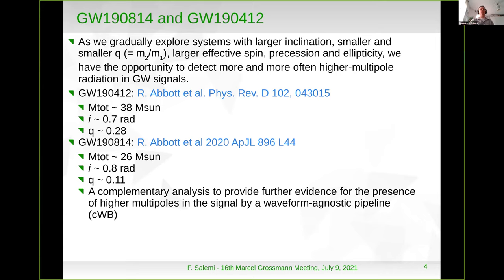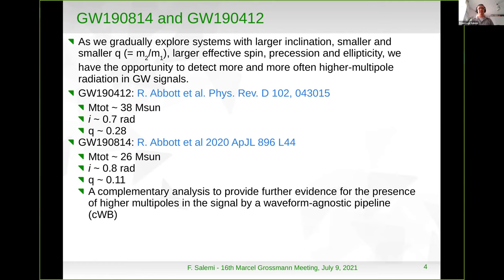And here I listed two such odd ones. The first one was GW190412. That's well known. The mass ratio was somewhat more extreme, and therefore there was clear evidence of some higher order mode connected to that. And then there is the second one, GW190814, which is definitely a more unorthodox event due to the component masses and the tension with the secondary mass. I will assume you are familiar with these two, and especially the second one.